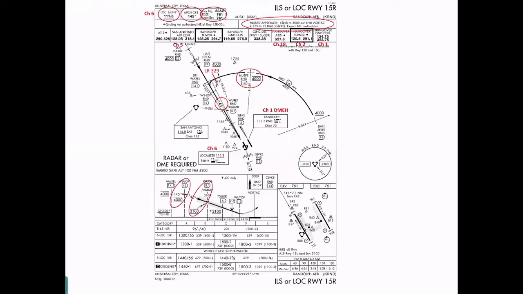Stay at 4,000 feet until 12 DME, then I can step down to 3,100 feet until the glide slope intercept, final approach fix at 8.1. I want to get configured about 3 miles prior, so that is about 11 DME. I'm going to slow and get configured.